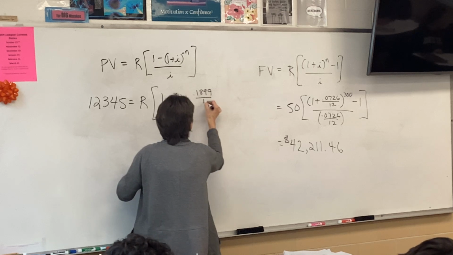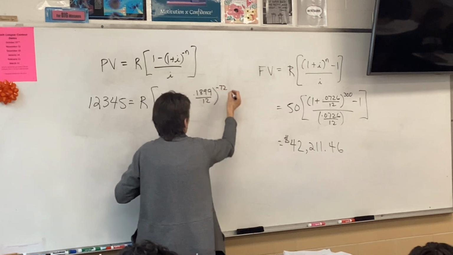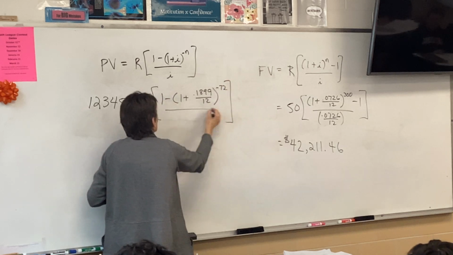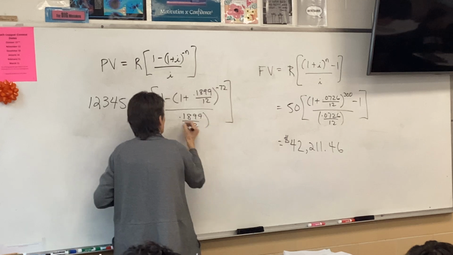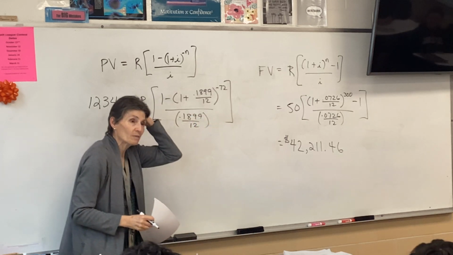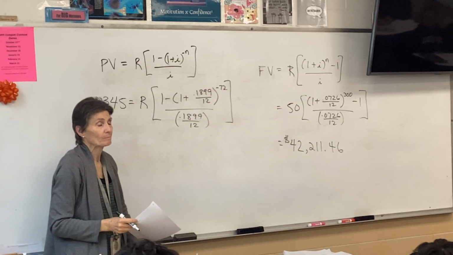Mine's 30. Tell me, am I right? 30, 72, negative 72. We're going to do it for 6 years, once a month. So make sure you're good with the numbers and where they are. Is everybody good with that?